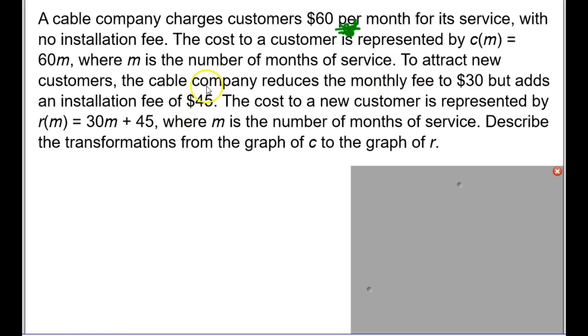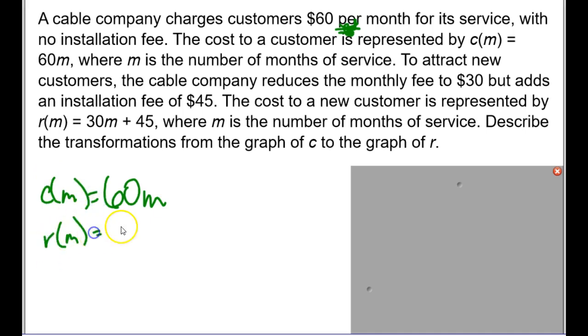To attract new customers, the cable company reduces the monthly fee to $30 but adds an installation fee of $45. The cost to a new customer is represented by this function, where M is the number of months of service. Describe the transformations from the graph C to the graph R. So I see that I start at 60 M, and that is my C of M. And then I go to R of M.